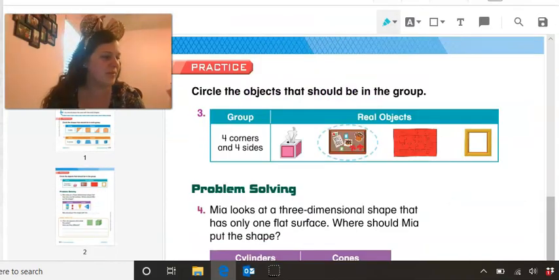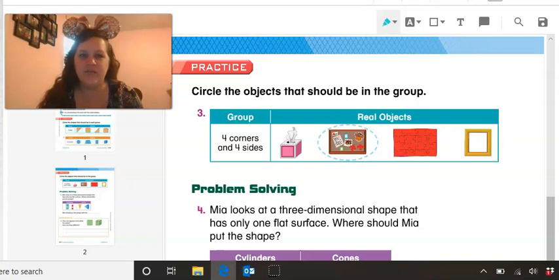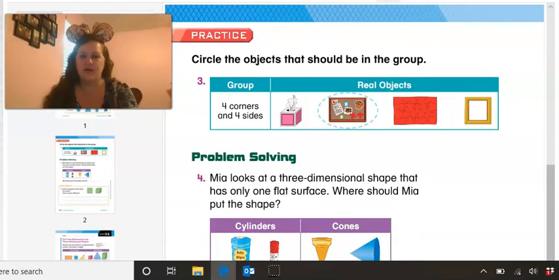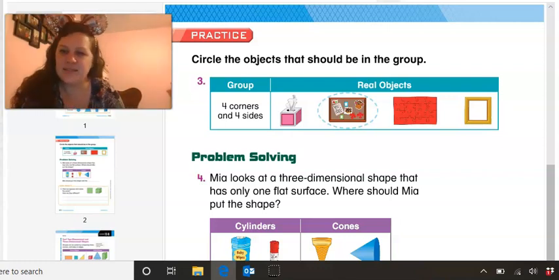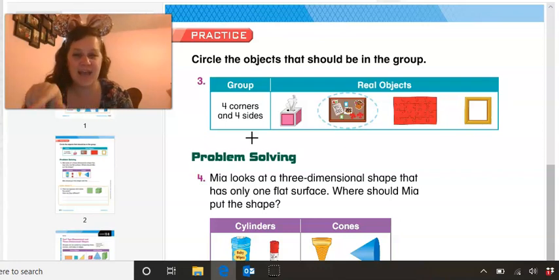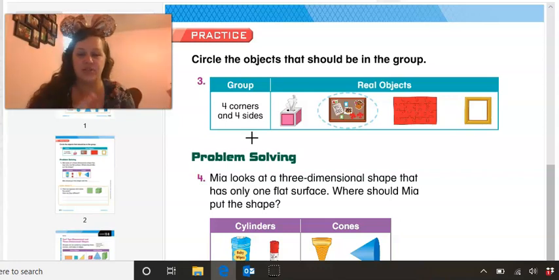Alright, I'm flipping over to the back to page 514. Alright, number 3 says circle the objects that should be in the group. Okay, so this group says 4 corners and 4 sides. So it has to have both things. It has to have 4 corners and 4 sides. It can't be more than 4 corners or more than 4 sides. It has to be 4 of each.